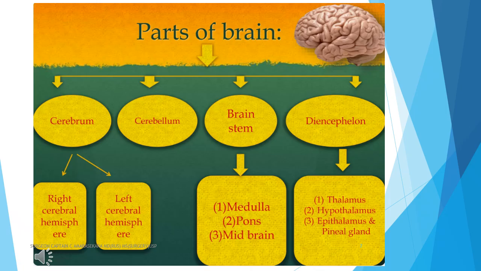It plays the main role in homeostasis. It controls the pituitary gland, circadian rhythm, temperature, hunger, thirst, and water balance. Then there is the epithalamus and pineal gland, related to melatonin secretion, which governs circadian rhythm regulation.